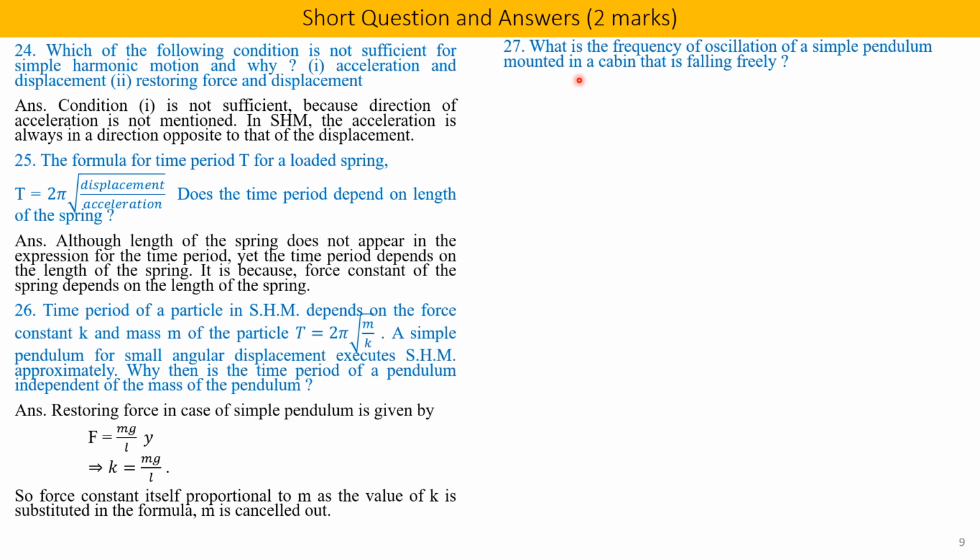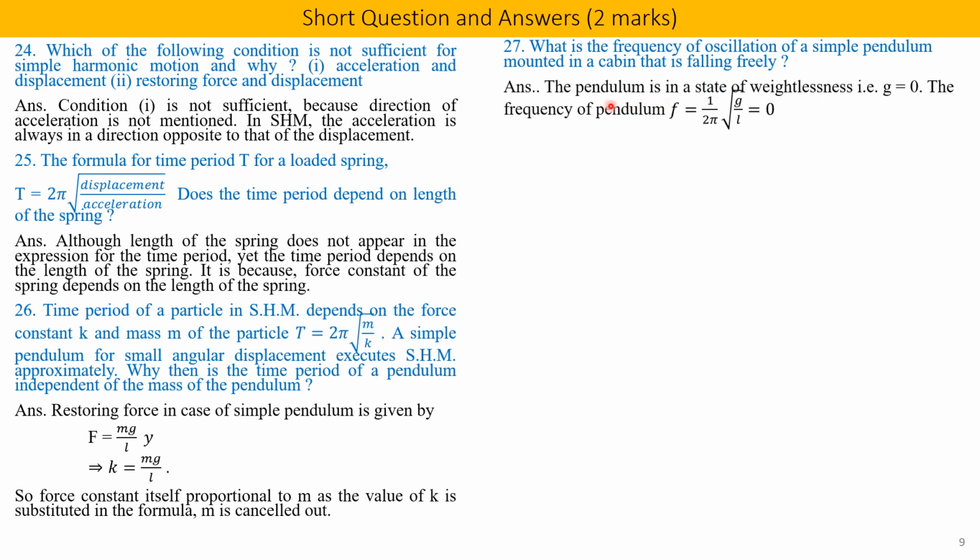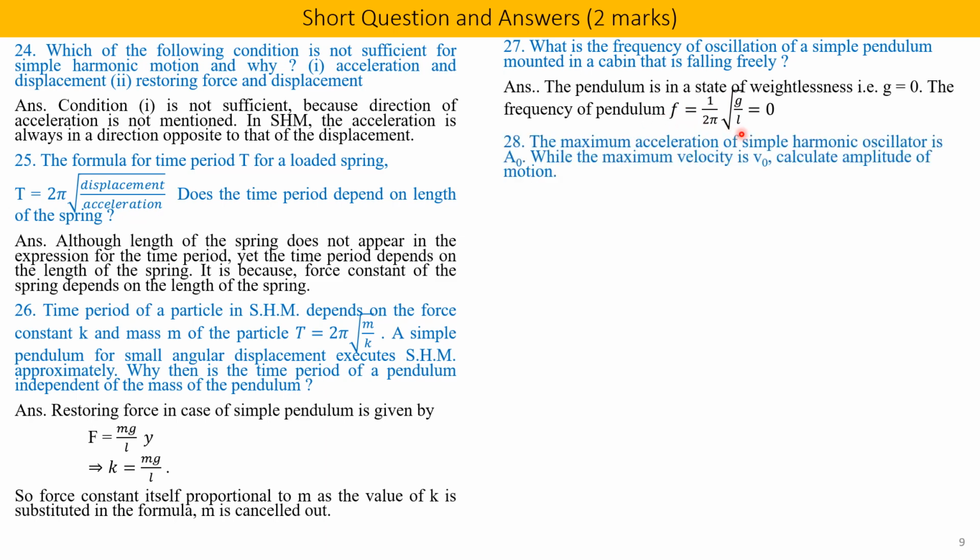Question number 27. What is the frequency of oscillation of a simple pendulum mounted in a cabin that is falling freely? Falling freely means g is equal to 0. Answer: the pendulum is in a state of weightlessness, that is g equals 0. The frequency of the pendulum f is equal to 1 over 2 pi into square root of g by L. Since g is 0, the frequency is also equal to 0.